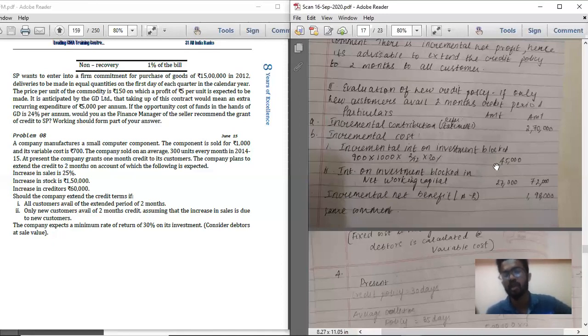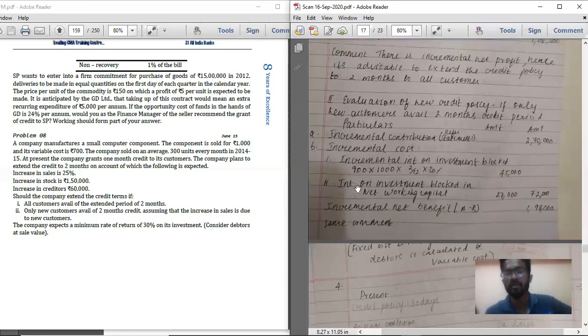And below that, small Roman number 2, interest on investment blocked in net working capital. Even if only new customers avail this credit period of 2 months, the investment which gets blocked in the working capital will have some interest component. That interest component is the incremental cost. So copy it from the above table: small Roman number 2, incremental interest on investment blocked in net working capital.